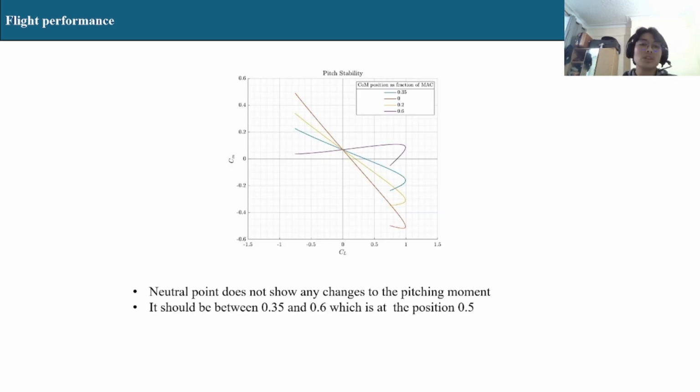So in terms of pitch stability, the neutral point does not show any changes to the pitching moment, because it should be between 0.35 and 0.6, which is at position 0.5.